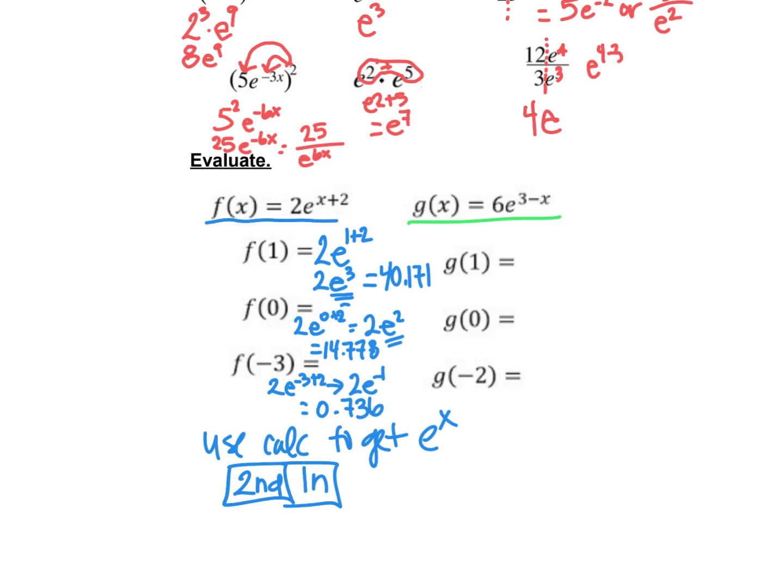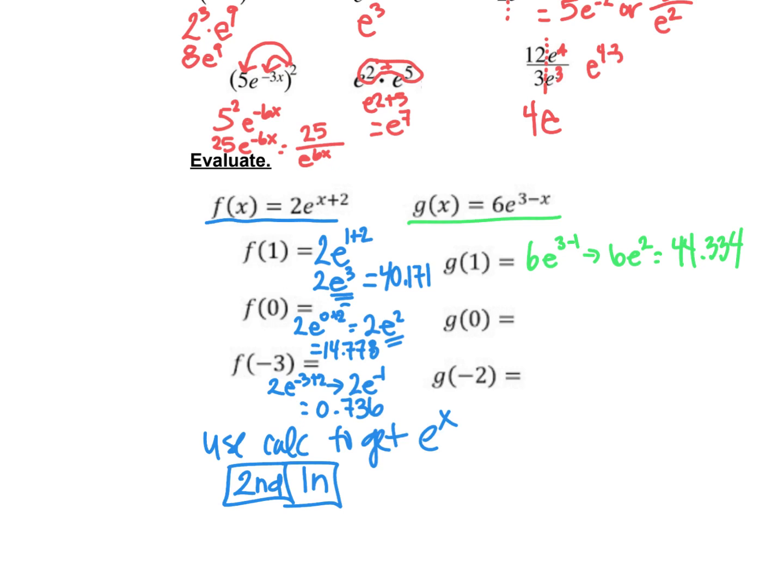Okay, let's move on to the g of x function. We're going to do a couple of practice problems on that one too. G of 1, we're going to plug in 1 for where x is. 6 times e to the 3 minus 1, which is the same thing as 6e squared. So I'm going to plug it into my calculator. Second, ln 2 times 6. What does that give us? 44.334.